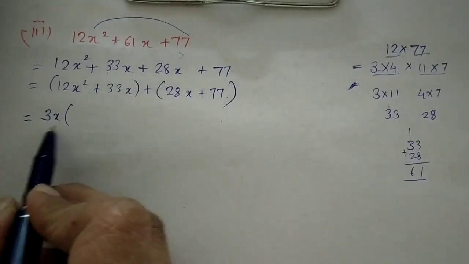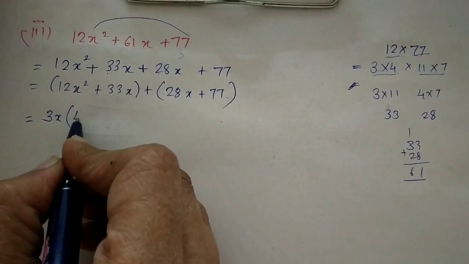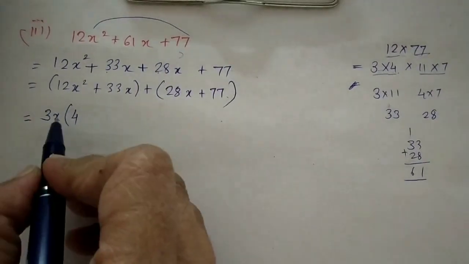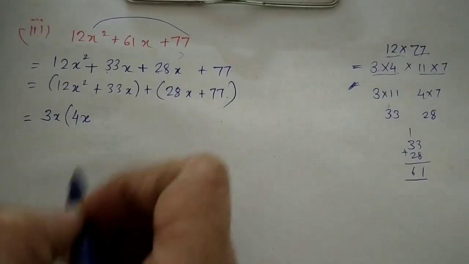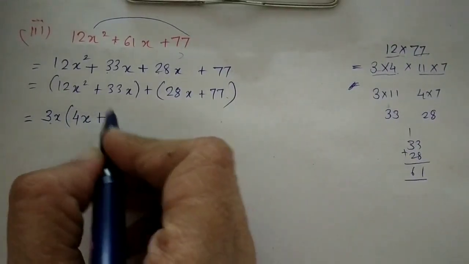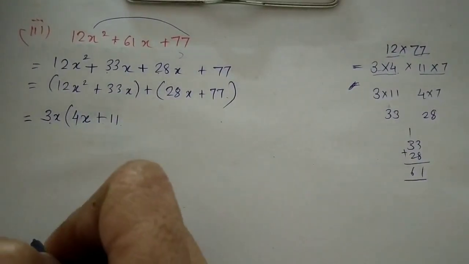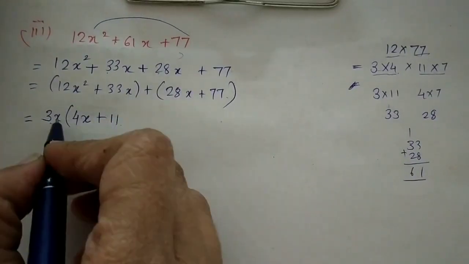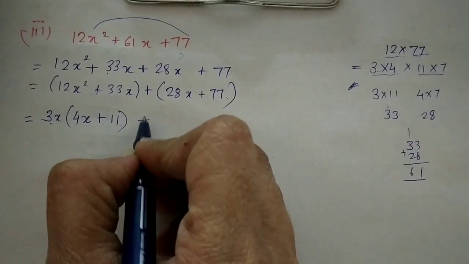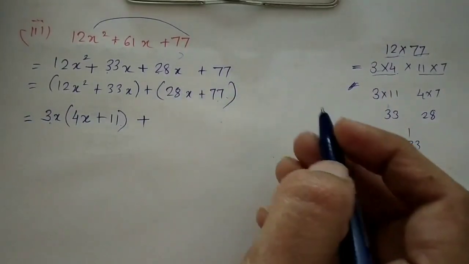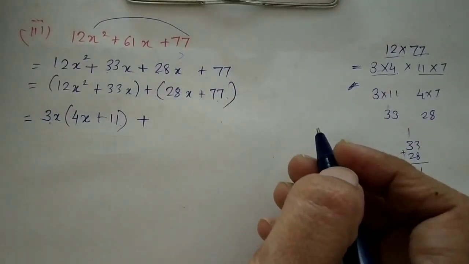Let us see. 3 into what gives you 12? 3 4s are 12. x out of 2x, 1x is outside, so another x goes inside. Plus 3 into what gives you 33? 11. 1x, which was here, is already outside, so nothing will come here. Now next, here 28 and 77, whose table will it come? It will come in 7's table.